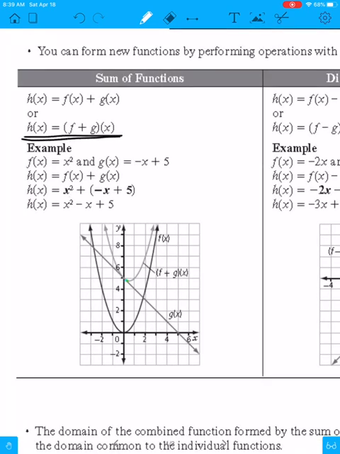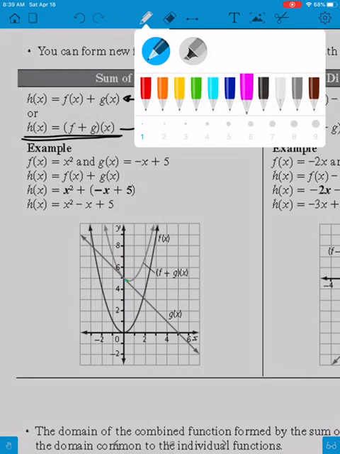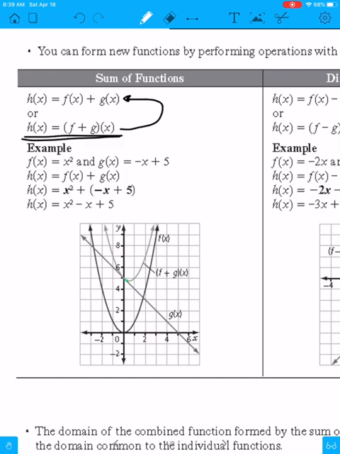So I can ask you to find h of x equals f of x plus g of x. Okay, you're going to immediately rewrite that like this: h of x equals f of x plus g of x. So you're literally just going to take the two functions and add them. We're going to take f of x, which is x squared, and g of x, which is negative x plus 5.